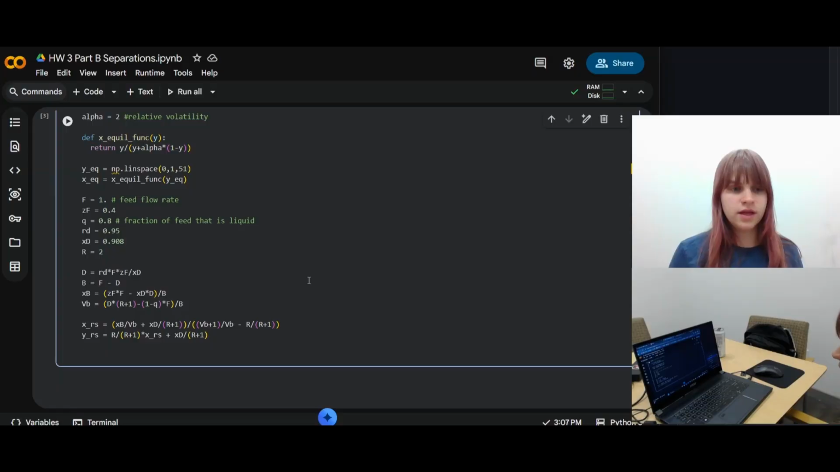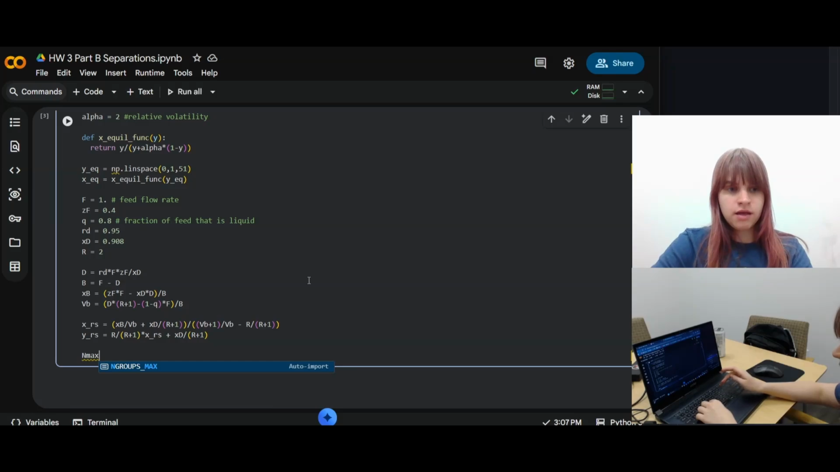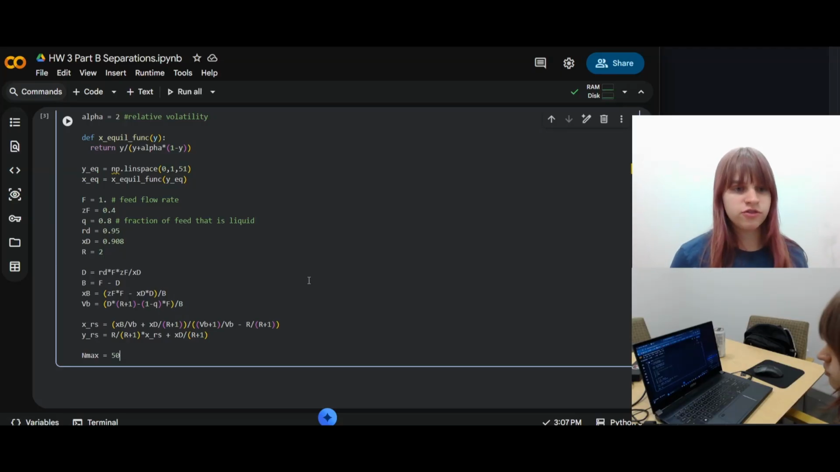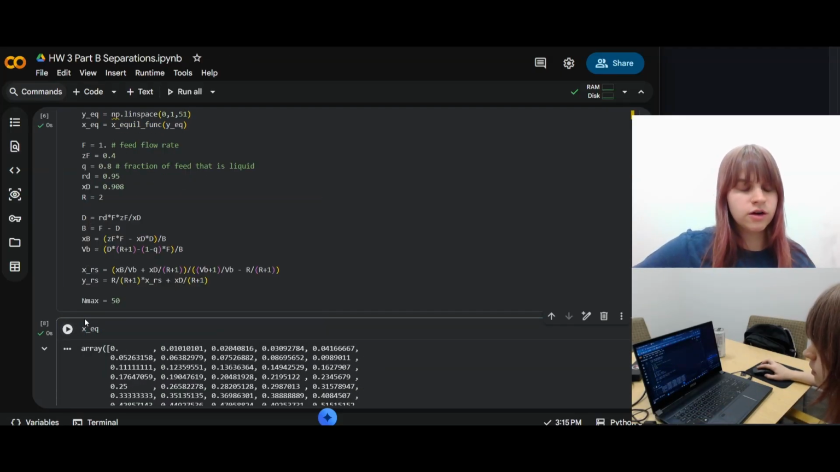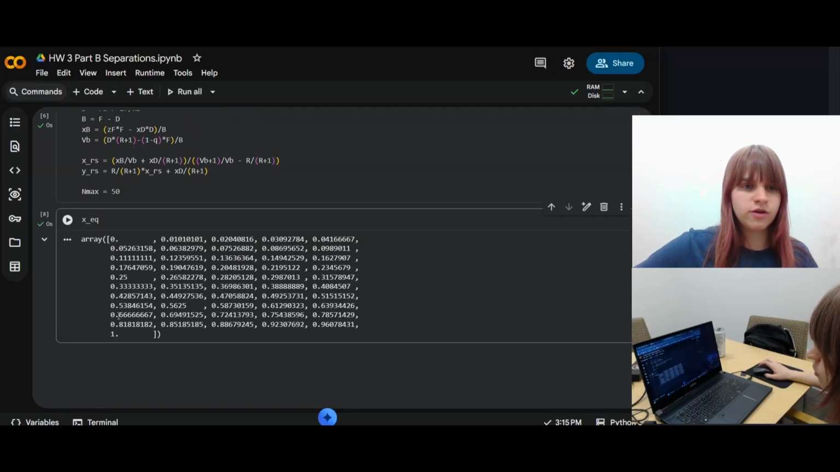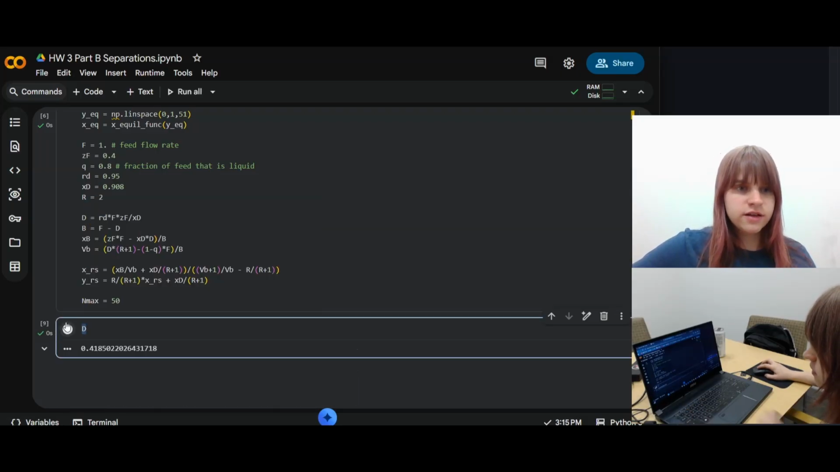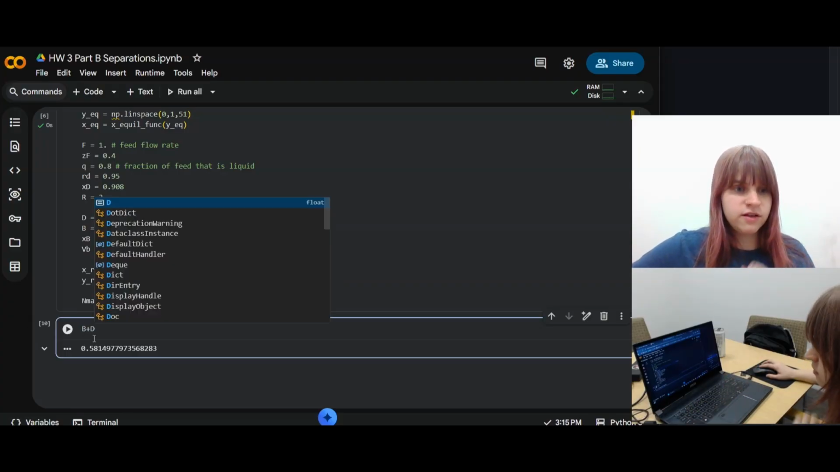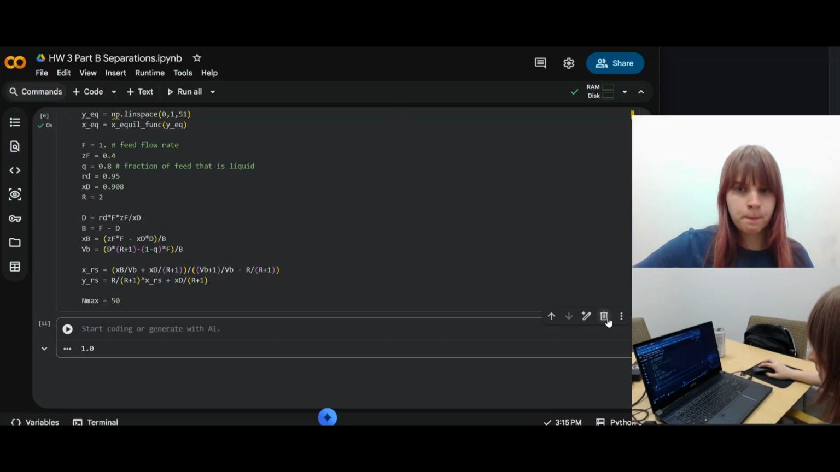And now we're getting to the McCabe-Thiele part of things. First I want to set a maximum number of stages so that if the values I put in just don't work at all and it's not converging, it will stop the simulation. Here are those x values, and I can also, or sorry, that was the y values, and I can get the corresponding x values like that. I can also do our distillate flow, bottoms, etc. The bottoms plus the distillate is equal to our feed, so everything looks okay for now.